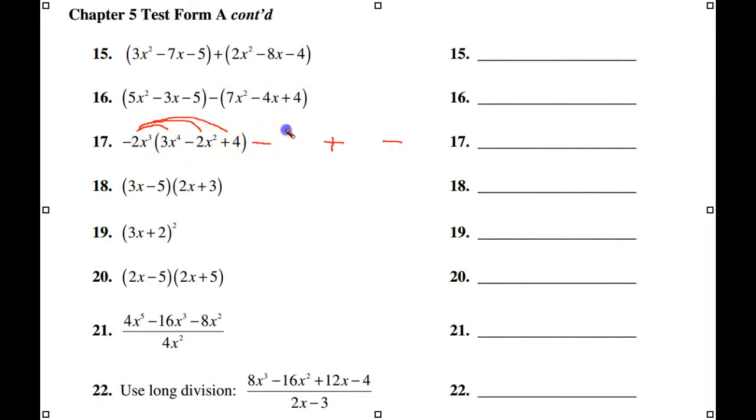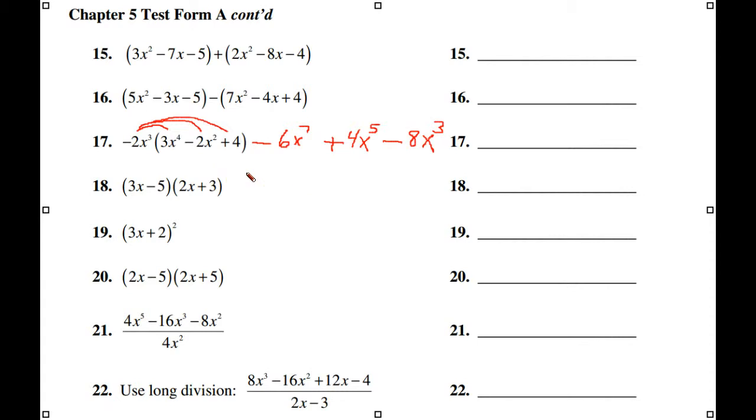So this is going to be 6x to the 7th power. This is going to be 4x to the 5th power. And this is going to be 8x to the 3rd. And you can check your work. So that was negative, positive, negative. 6, that's good. 4 to the 5th, that's good. 8x to the 3rd, okay, that's good too.